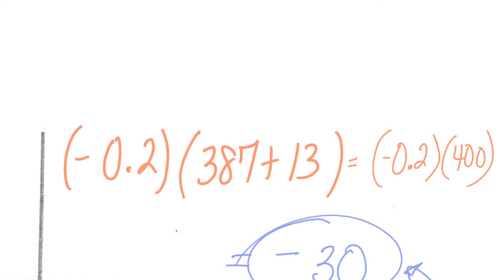So what is 400 times negative 0.2? Negative 80. So the answer here was negative 80. Now, some of you might have gotten that doing a lot of work, but don't you agree that that's a lot easier? That was way easier. All right, stick with me for just a second.